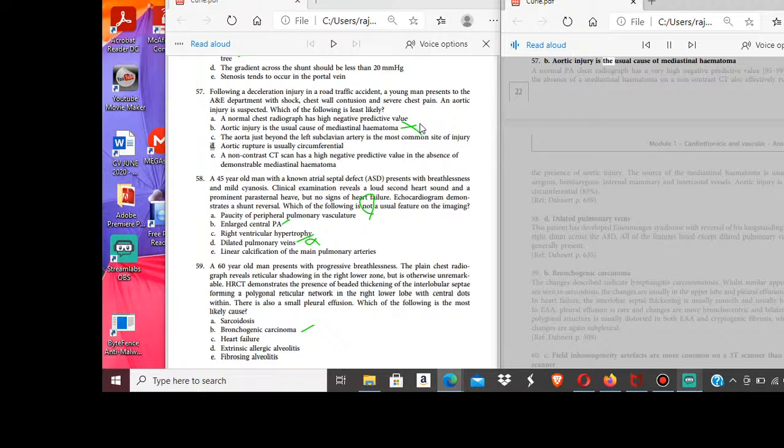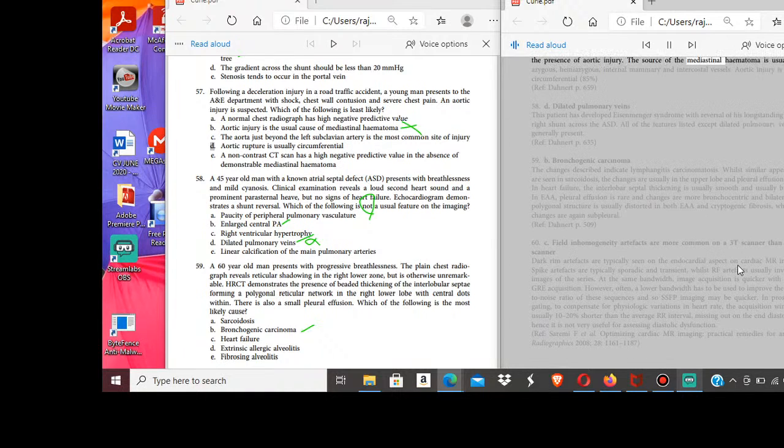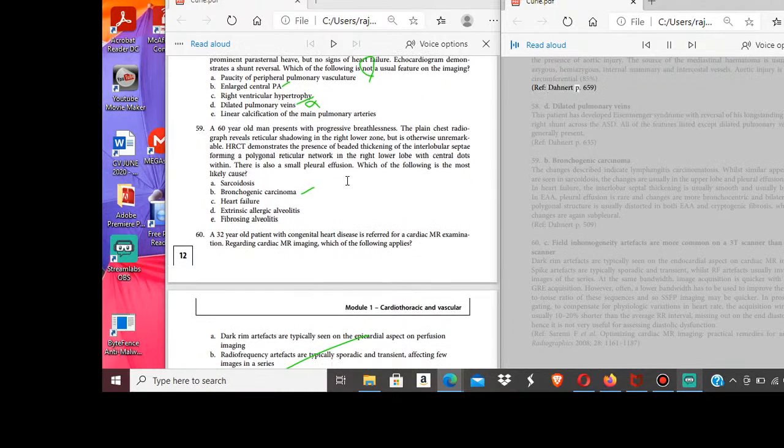57. B. Aortic injury is the usual cause of mediastinal hematoma. A normal chest radiograph has a very high negative predictive value, 95-98%, and the absence of a mediastinal hematoma on a non-contrast CT also effectively rules out the presence of aortic injury. The source of the mediastinal hematoma is usually the azygos, hemiazygos, internal mammary, and intercostal vessels. Aortic injury is usually circumferential, 85%. Ref. Dannert P. 659.